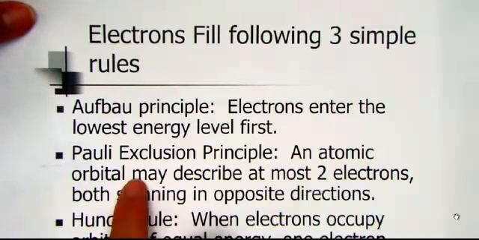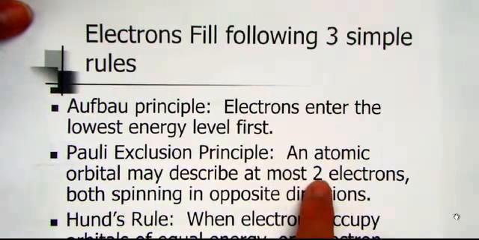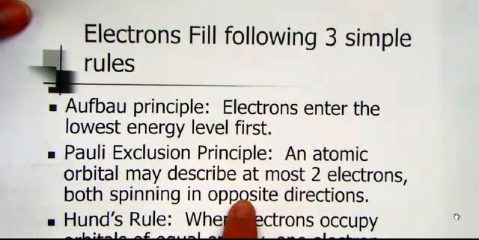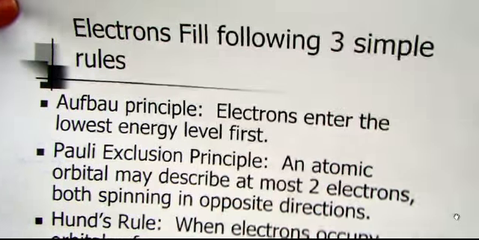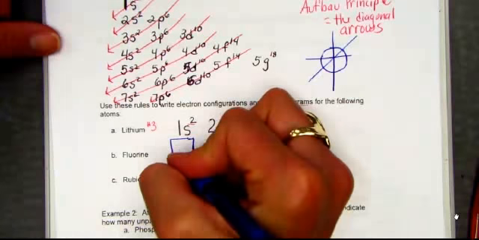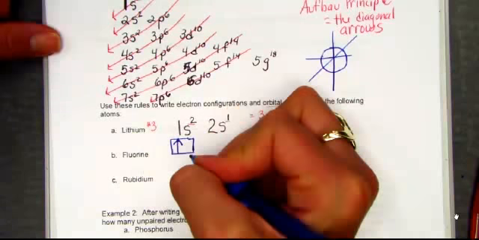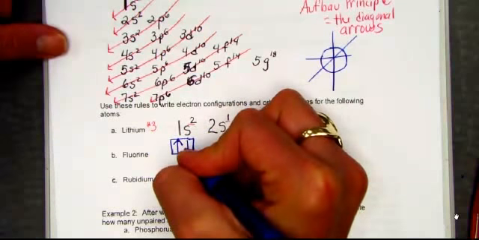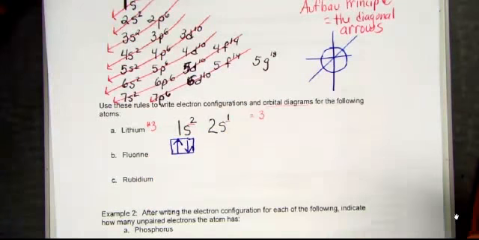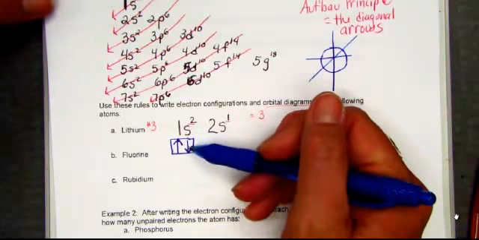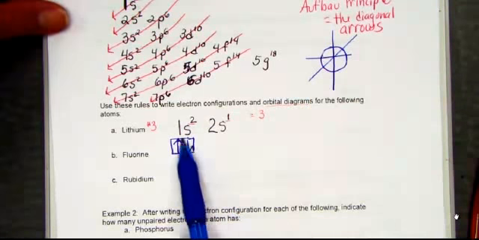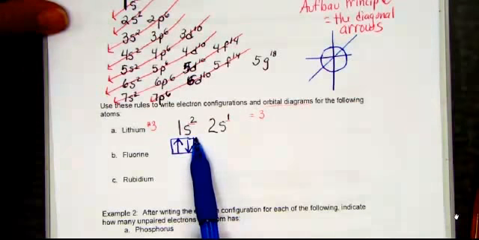At most, any orbital may hold up to 2 electrons, and they must have opposite spins. In other words, I'm going to use an arrow to denote 1 electron spinning up, and I'll denote the second electron spinning down. We have a top spin and a bottom spin. The orbital diagram for the first 2 electrons of lithium has now been drawn.